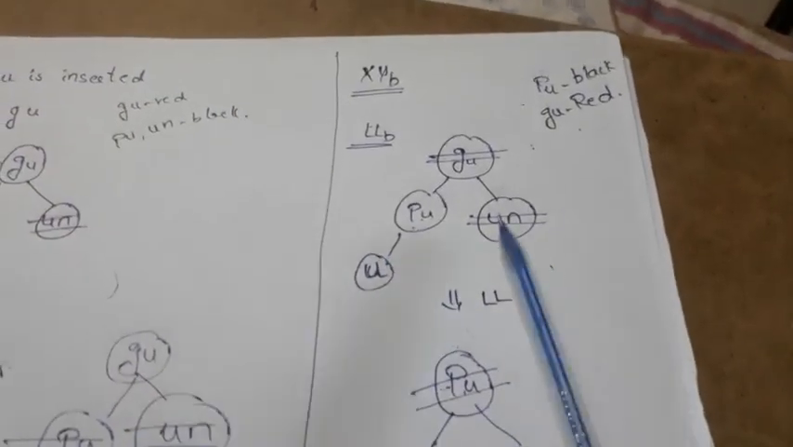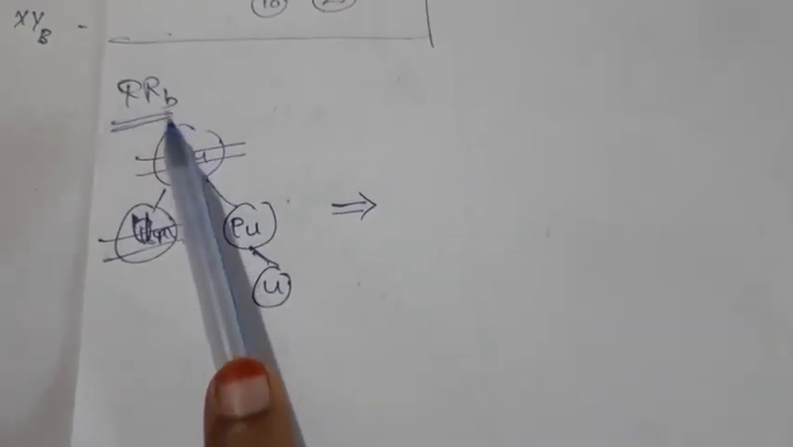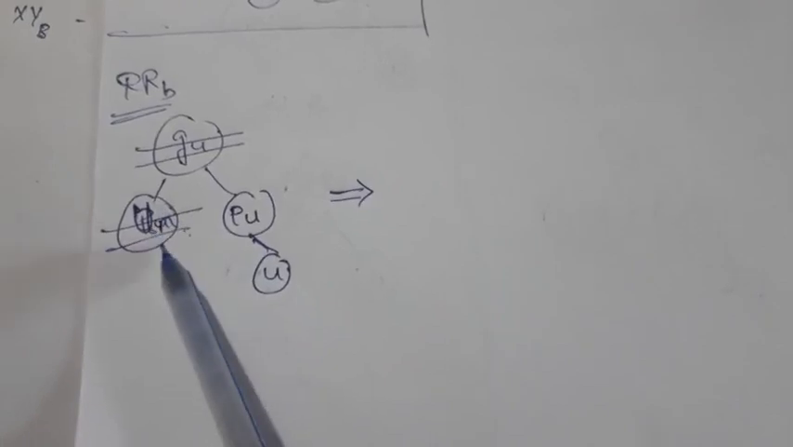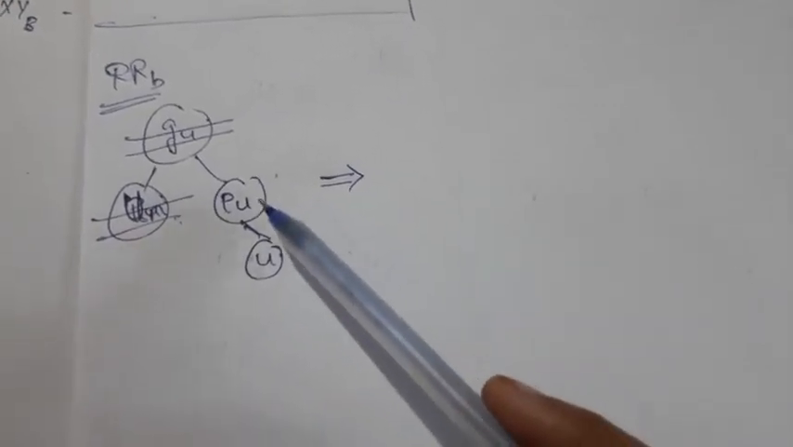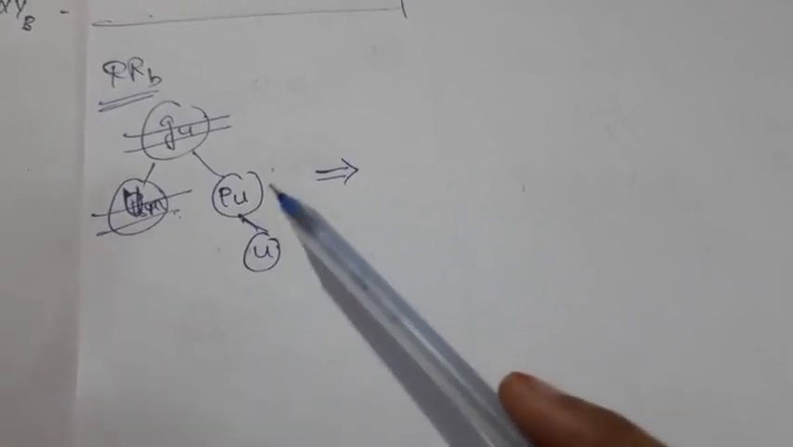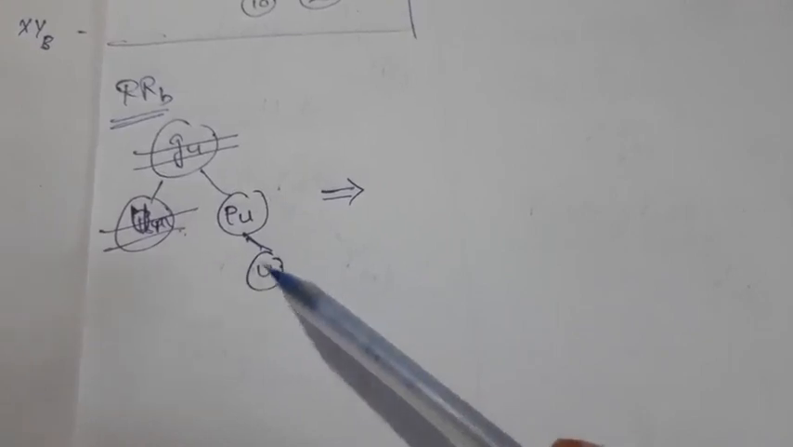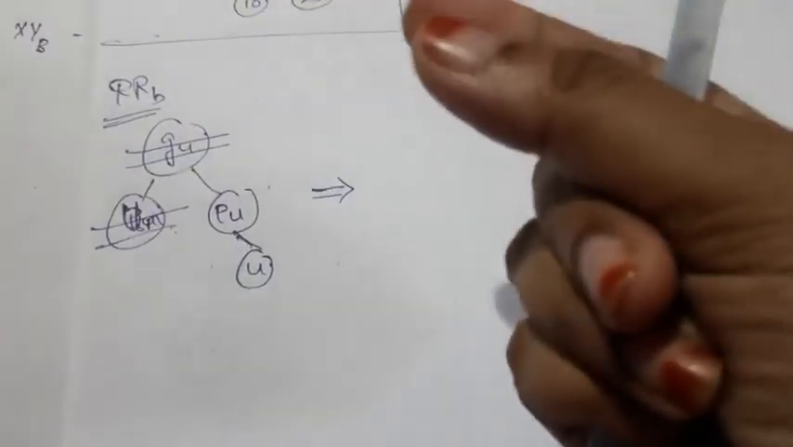This is about LLB. The next condition is RRB. It means a right rotation, and B means the uncle node color is black. Here the imbalance occurred because of two consecutive red nodes, violating the RB2 property. So we apply two things: first rotate the tree, then recolor it. It is an RR rotation, and PU will be my root node.